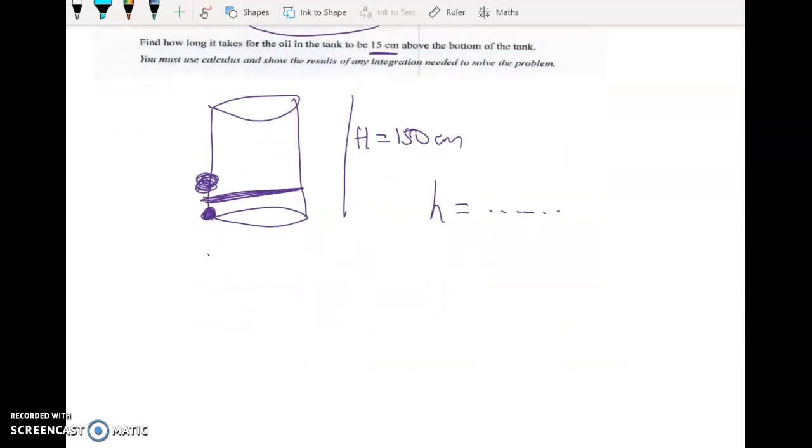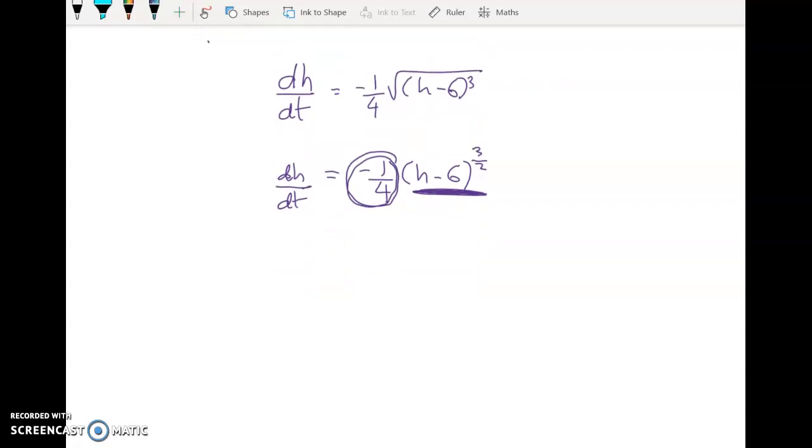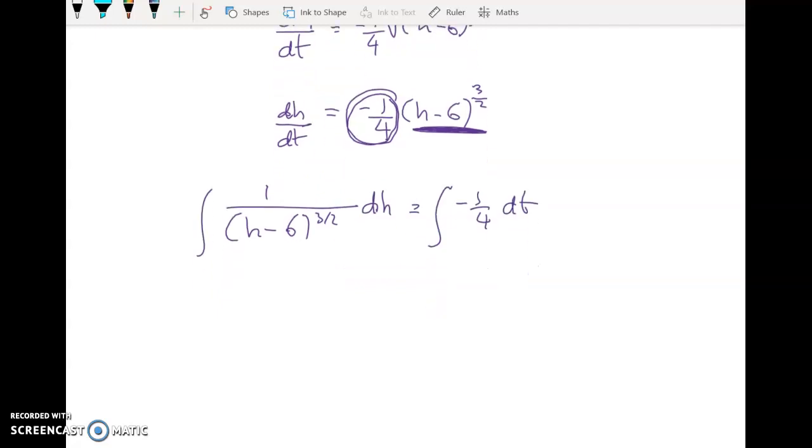Okay, so starting off, we've got dH by dt is equal to negative 1/4 times this, so this is (h minus 6) to the power of 3/2. I want to separate the variables, so I'm going to leave this sitting here with the t, and this stuff has got h in it. So it'll be 1 over (h minus 6) to the power of 3/2 dH is equal to negative 1/4 dt. And I'm going to integrate both sides with respect to h and t.